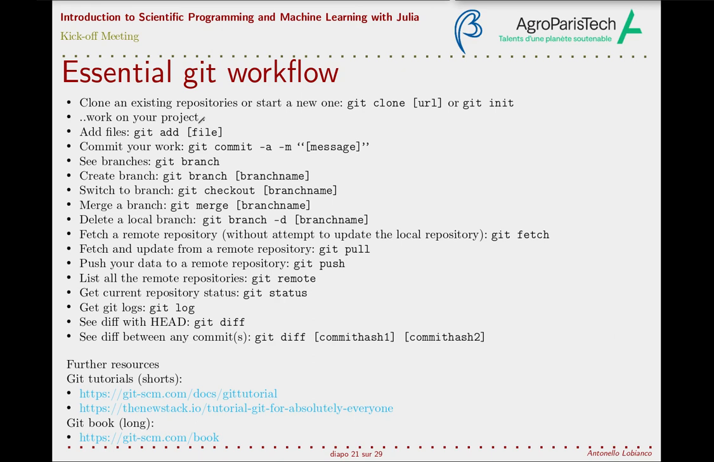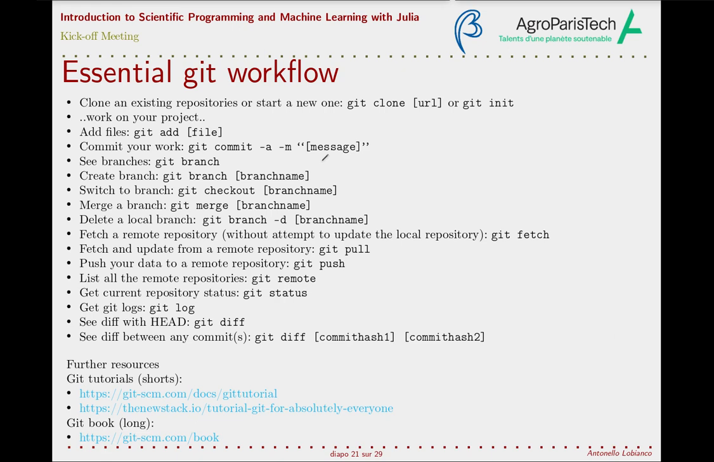Once you have done some work on your project, you want to save its current snapshot. Do it frequently, several times a day, perhaps. For this, use git commit -a -m followed by a message under quotes.